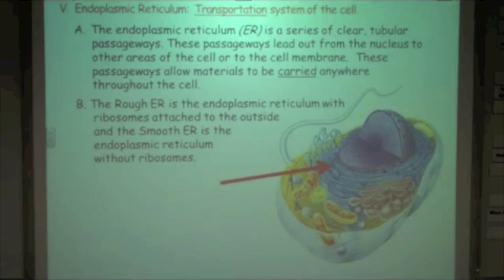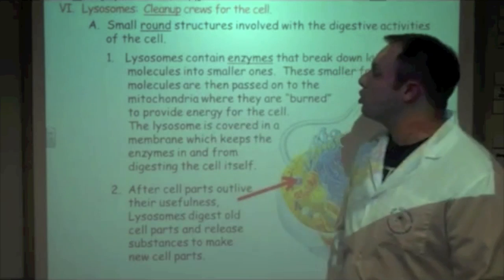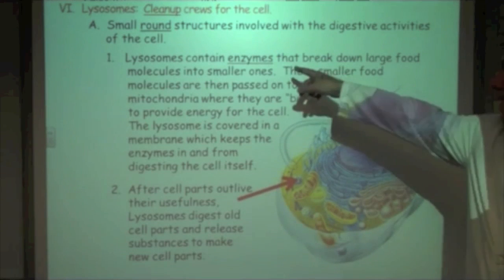Okay, lysosomes. Lysosomes are our little janitors. They're our little cleanup crews for the cell. Lysosomes are responsible for getting rid of any type of waste products inside the cell, basically taking out the trash. Lysosomes will consume the waste products and essentially digest them and break them down using enzymes.